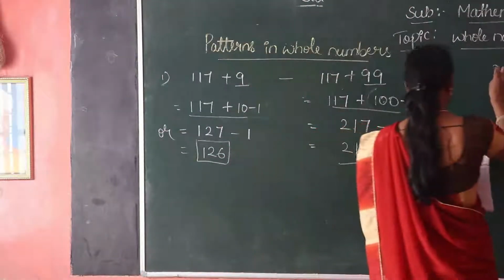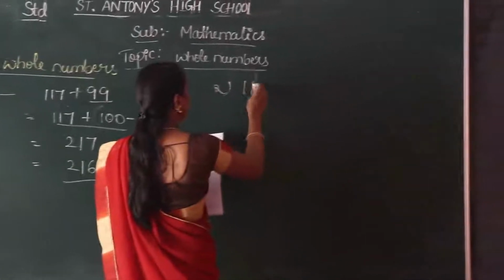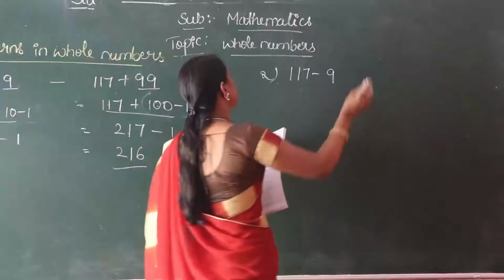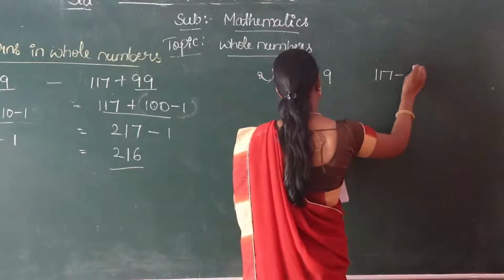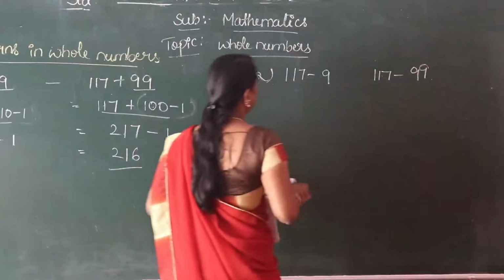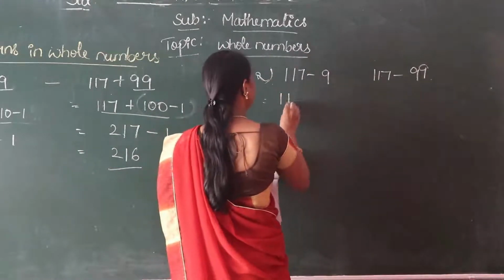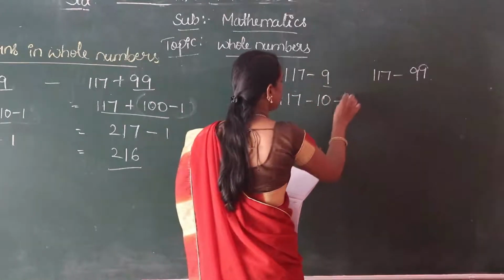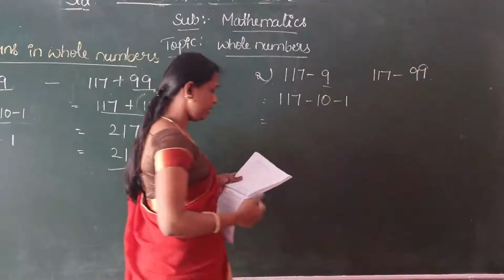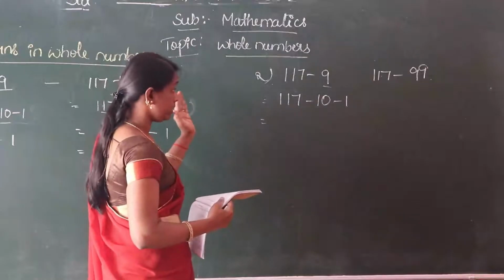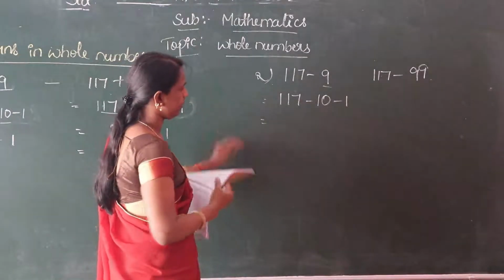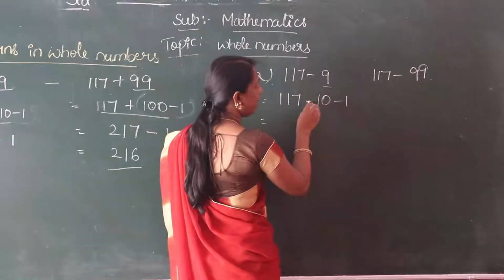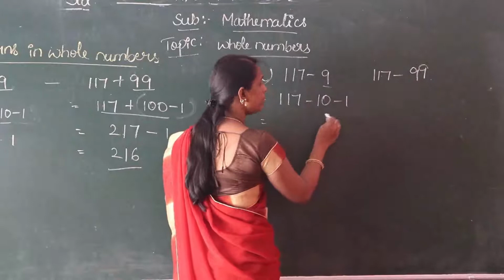Next example I will take here. Same number, 117 minus 9, and 117 minus 99. Same method we have to use here. So 9 can be written as 10 minus 1. Observe, children, here the signs are also important. Minus 10 minus 1 becomes minus 11.